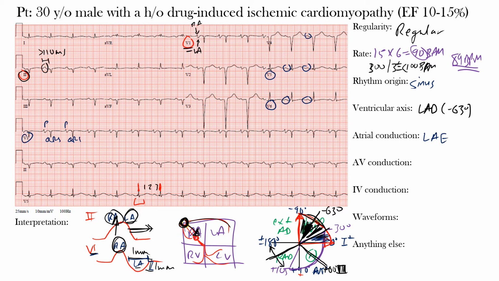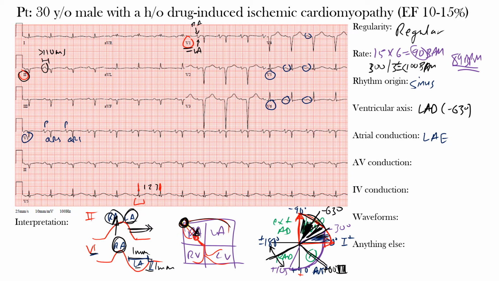Okay, and we can see that evidence by that terminal biphasic P wave that's greater than 1 millimeter wide and 1 millimeter deep, okay, as well as the P wave in lead 2 that has a duration of greater than 110 milliseconds. Okay, now how about atrioventricular or AV conduction?